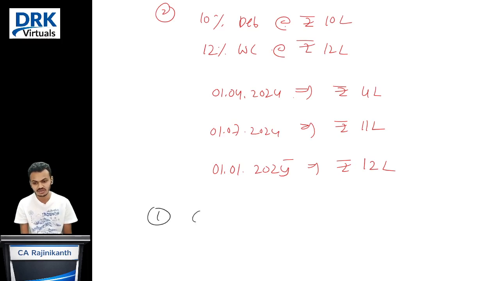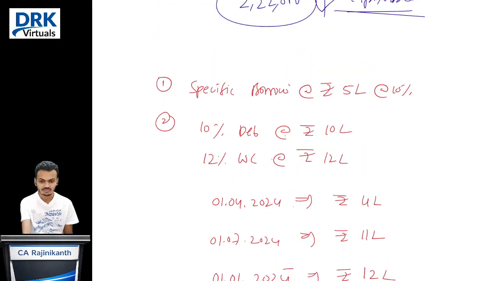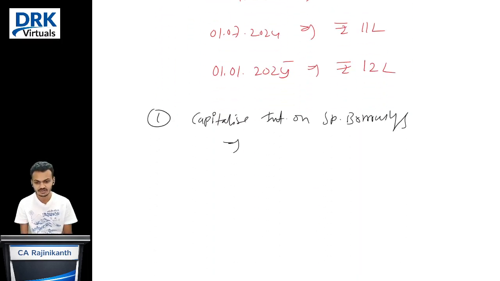First thing, you capitalize interest on specific borrowings. How much is it? 5 lakh into 10%. How much is it? 50,000 rupees. You capitalize this. In the second step, firstly we need to calculate the capitalization rate, correct?